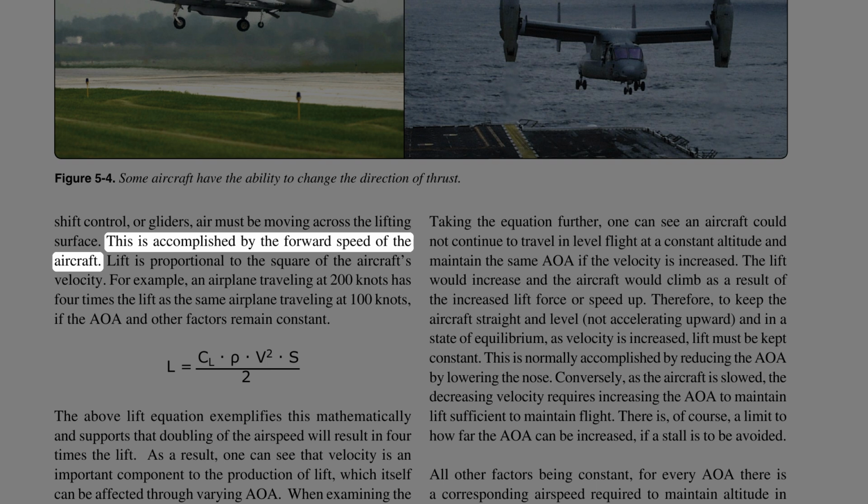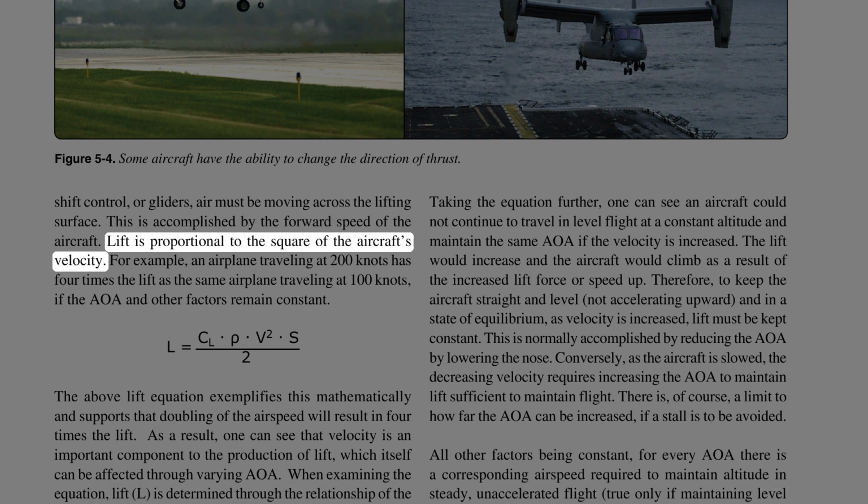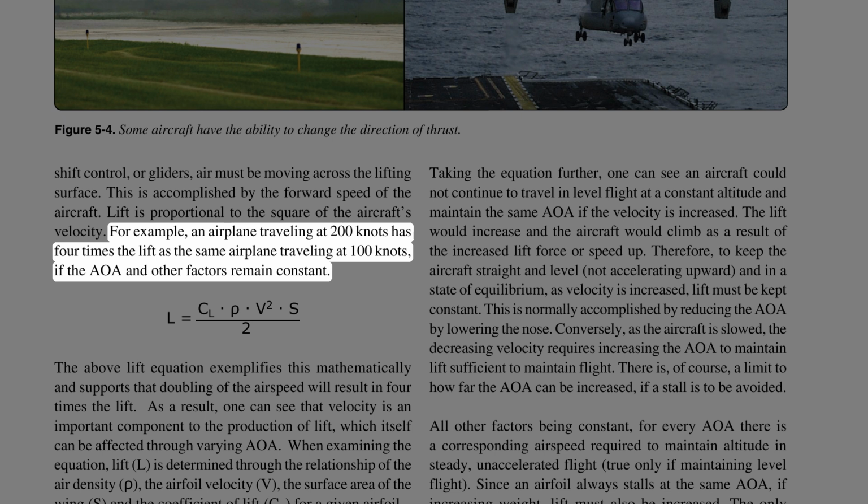This is accomplished by the forward speed of the aircraft. Lift is proportional to the square of the aircraft's velocity. For example, an airplane traveling at 200 knots has 4 times the lift as the same airplane traveling at 100 knots, if the AOA and other factors remain constant.